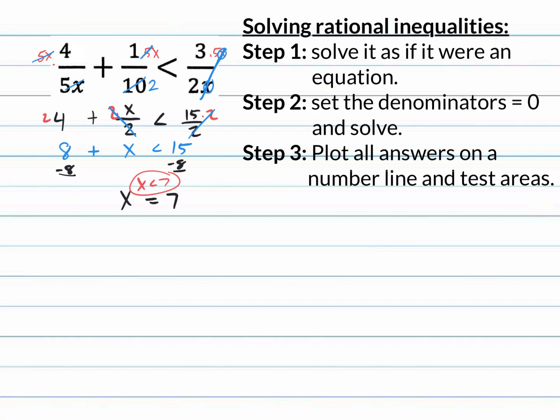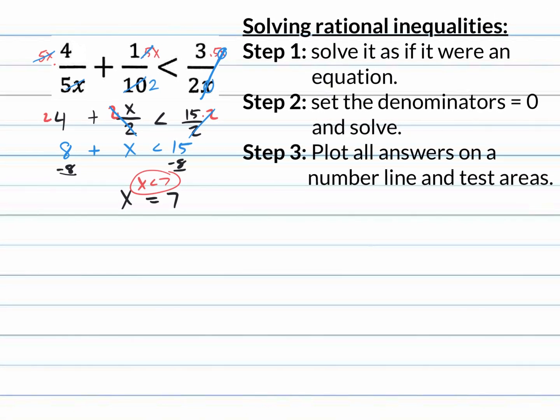Step 2 is to set your denominators equal to 0 and solve. Now, the reason why we would do this is because if you have 5x, and if you set that equal to 0, that whole thing becomes undefined. So we're technically finding the value that would mess it up so we could avoid it. Because on an inequality, you have an area of answers, right? And we'll get to that in a bit once we get through the steps. So anyways, we're going to take the 5x and we're going to set it equal to 0. So set 5x equal to 0 and solve.